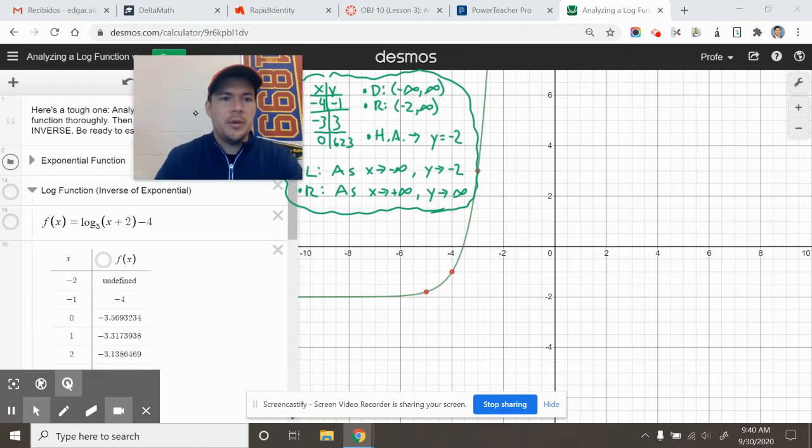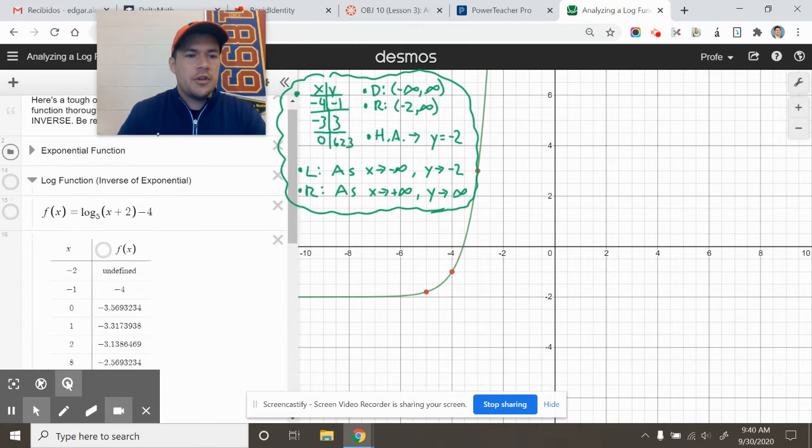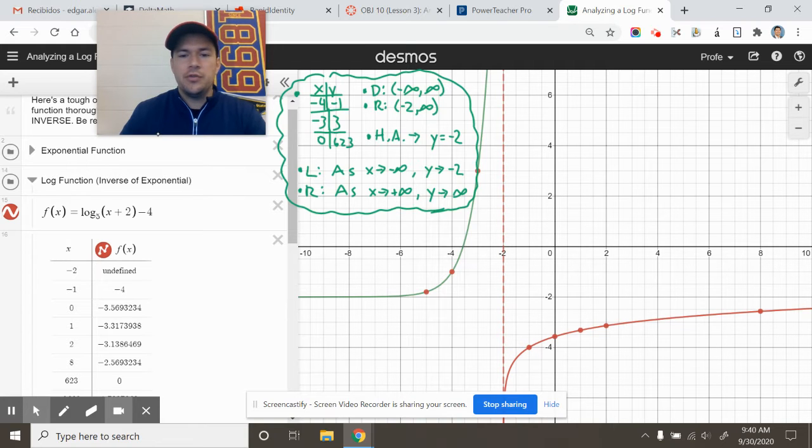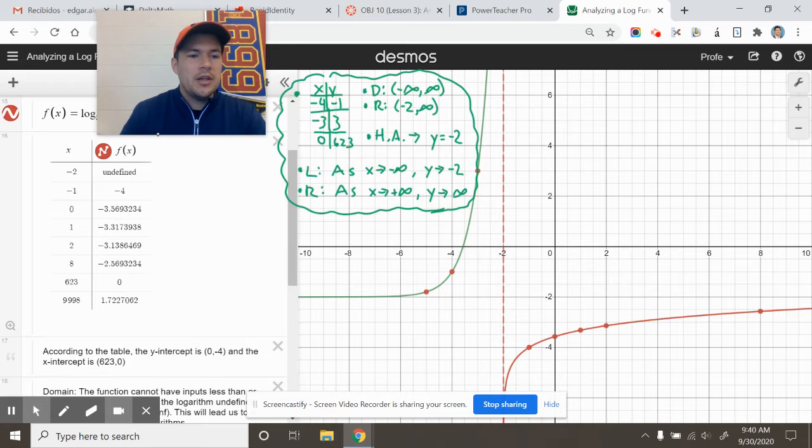Okay, and let me get myself out of the way right here. All right, so here's our log function, log base 5 of x plus 2 minus 4. And the first thing I want you to notice is it's really difficult to spot integer coordinates on a log function. It was a lot easier to do with the exponential function, because the log function is really solving for those exponents, and that's tough.